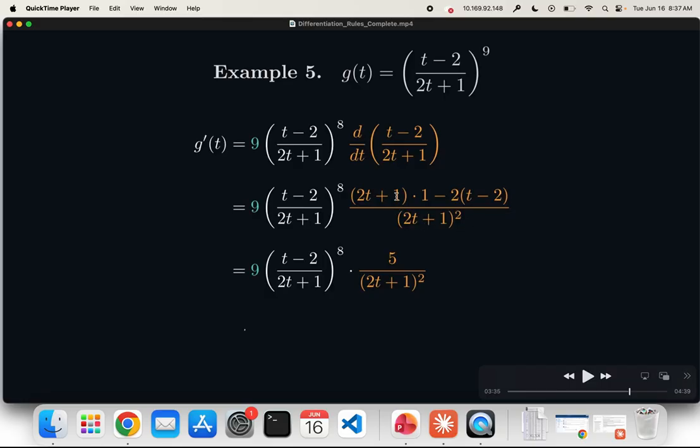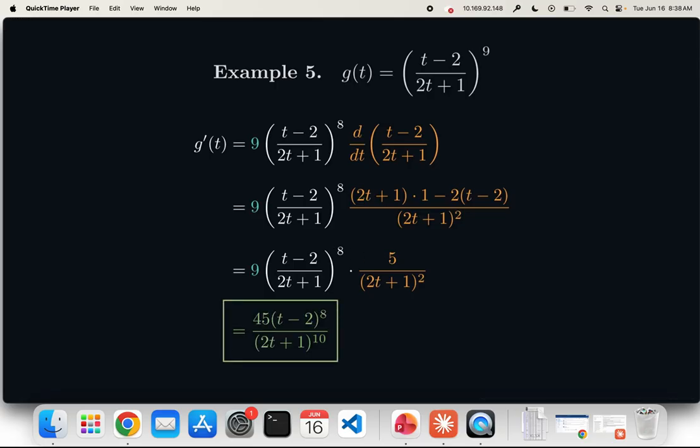And then if you multiply things out and simplify on top, 2t plus 1 times 1 is 2t plus 1. You distribute the negative 2 here. 2t minus 2t goes away. 1 plus 4, distributing this, is 5. And so this is kind of the power rule, but with a quotient rule inside of it.